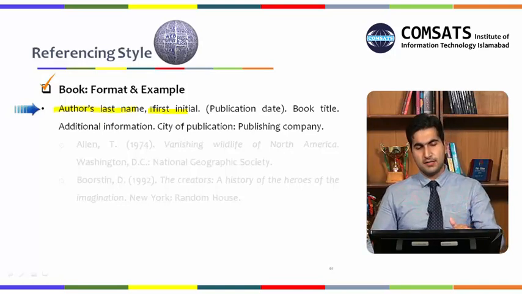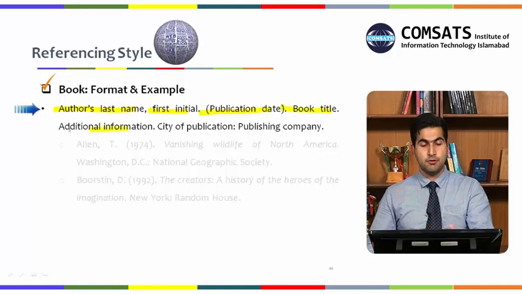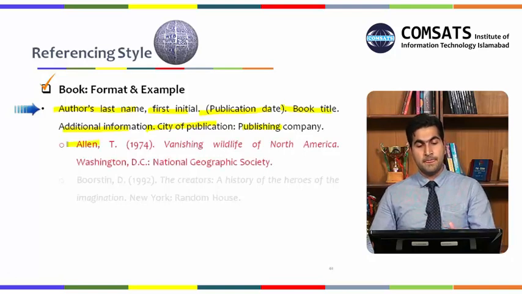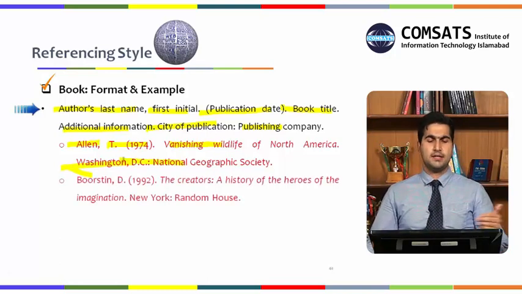But over here, it is the author's last name, comma, first initial, dot, date of publication within parentheses, then dot, again the book title, dot, additional information, dot, publication city, colon, publishing company. As you can see, you have a name, the year of publication, the book title, the city, and the publishing company in detail. Everything is coming one by one, and the other example is almost the same as well.